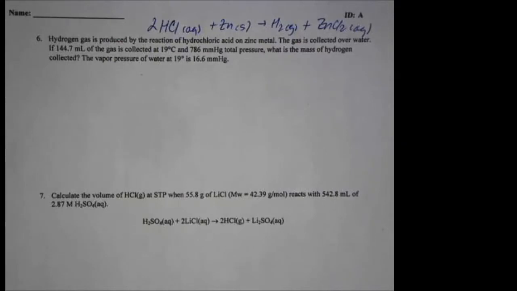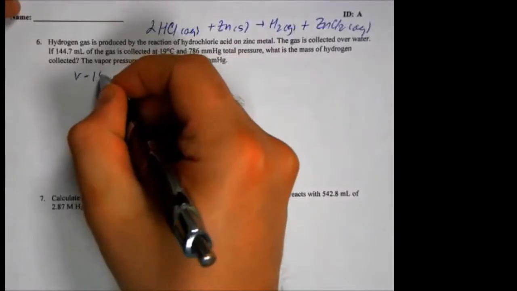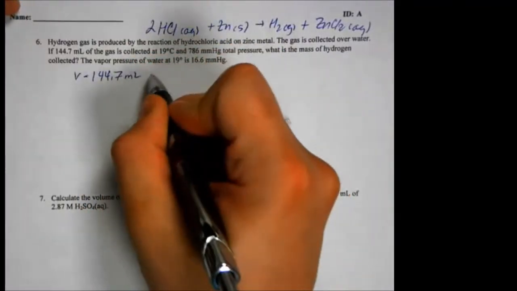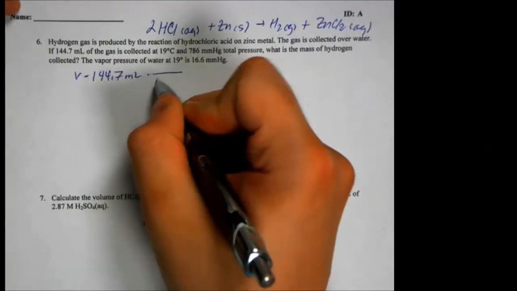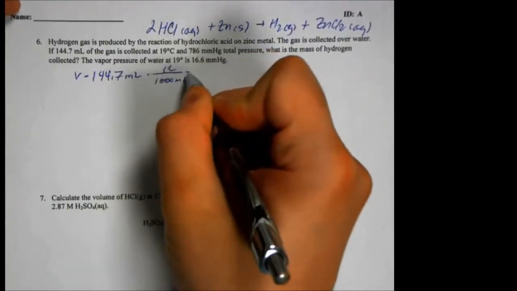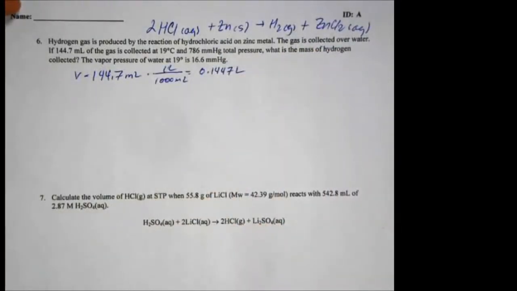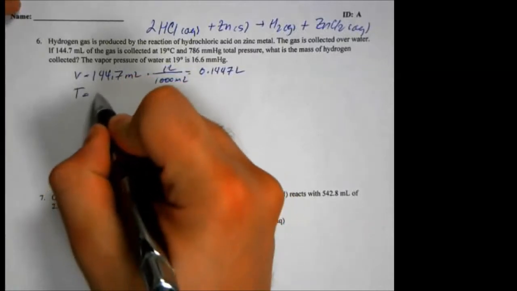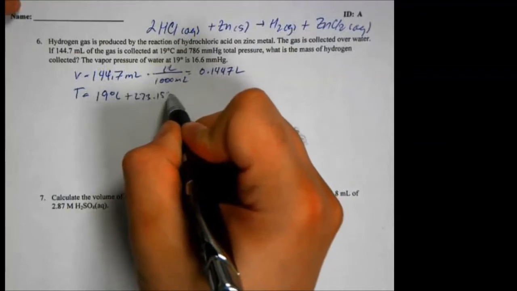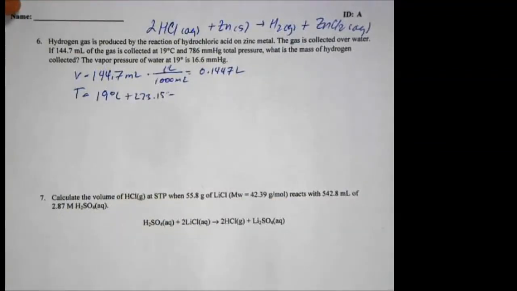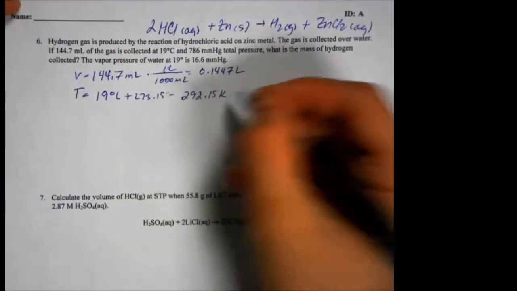So let's read on. If 144.7 mL of the gas, let's write down our volume is 144.7 mL, we automatically are going to convert this to liters so that we are in the standard units. So we divide by 1,000 mL for every 1 liter, which gives 0.1447 liters. It's collected at 19 degrees Celsius, so immediately I'm going to write down the temperature and add 273.15 to get it in Kelvin. So 19 plus 273.15 is going to be 292.15 Kelvin.